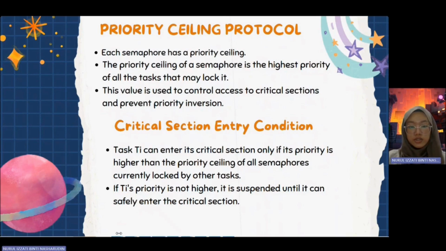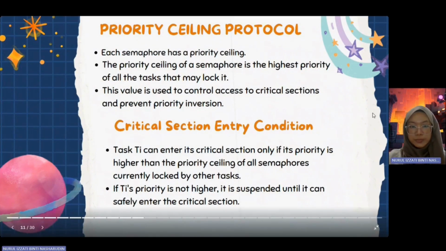For the critical section entry condition, task T1 can enter its critical section only if its priority is higher than the priority ceiling of all semaphores currently locked by other tasks. If T1's priority is not higher, it is suspended until it can safely enter the critical section.